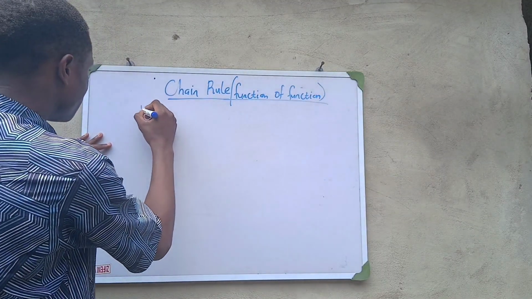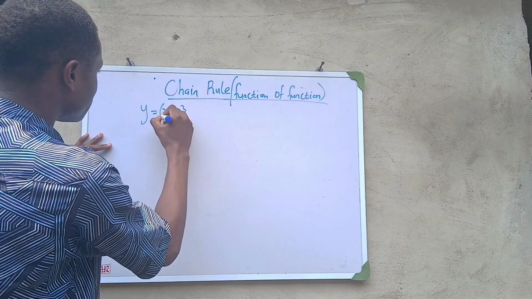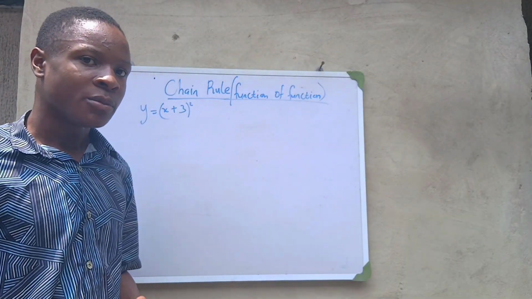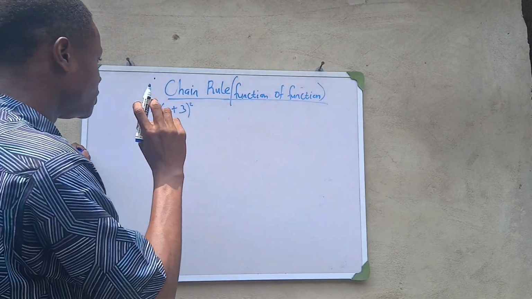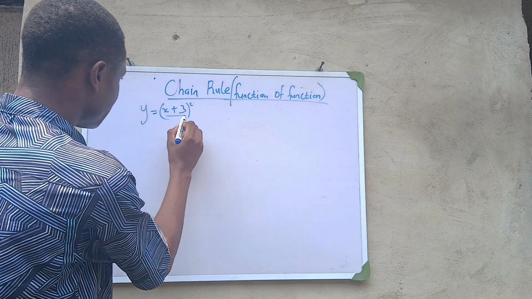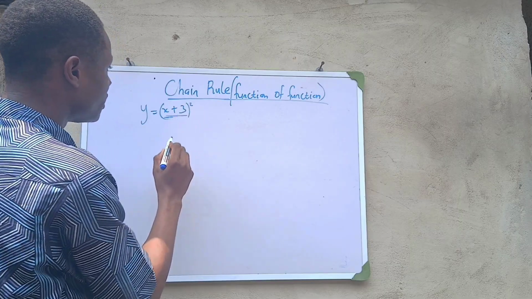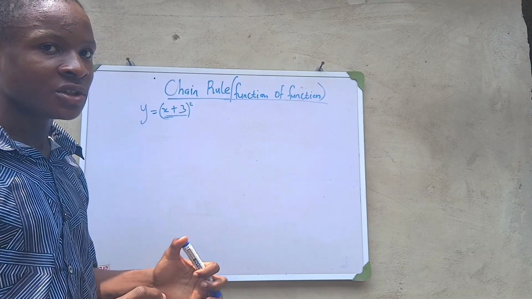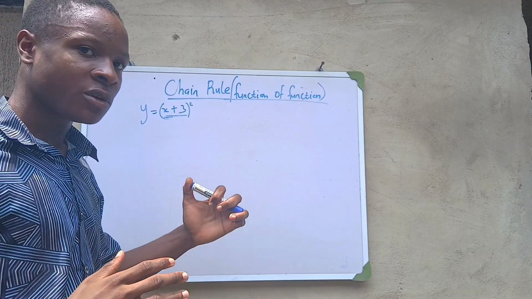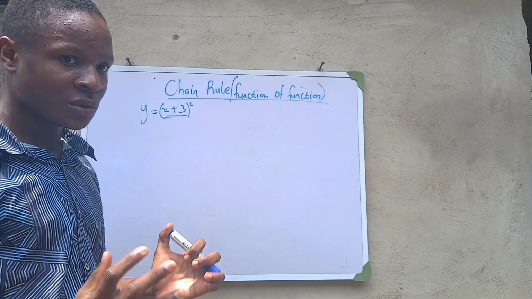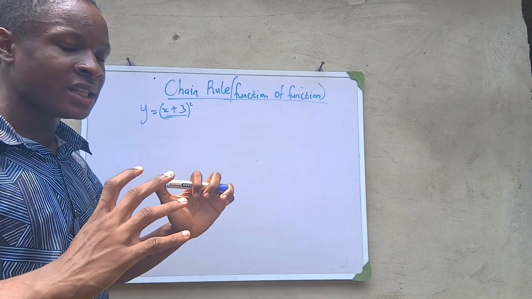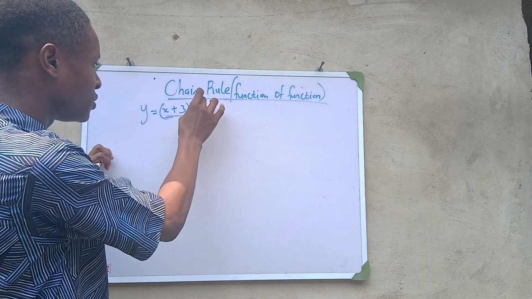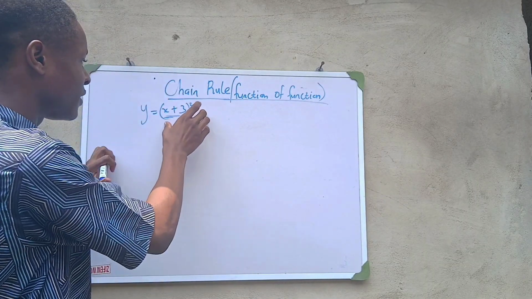So for a function, say y is equal to (x plus 3) all squared. In this case, we are going to use chain rule. Why? Because chain rule is used when we have a function which is raised to another power. So now at the beginning of this video, I said that chain rule is also called function of function. The reason why it's called function of function is because it is a function that contains a function, a composite function. This is a function and it is raised to power 2, making it another function. So this is a function of function.